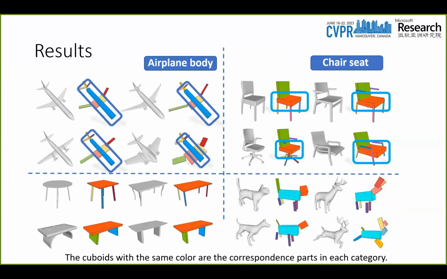Here are the abstraction results predicted by our network. In each category, the cuboids with the same color are corresponding parts in different shapes. The body of the airplane is represented by the blue cuboid, and the seat of the chair is represented by the red cuboid.